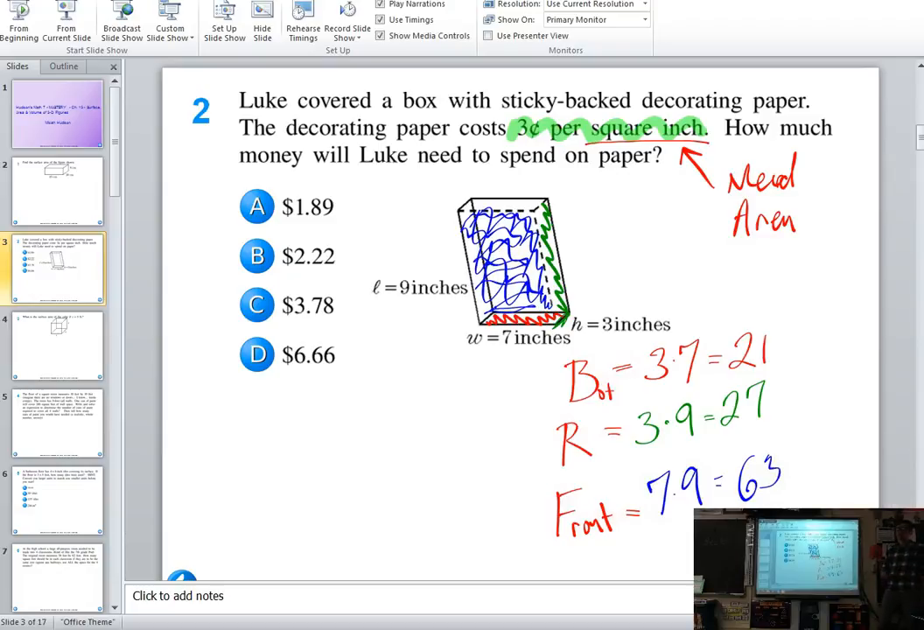Katie? You multiply each of them by 2 because the bottom matches the top and together they're 42. Together the right and left are 54 and together the front and back are 126. We then sum it all, and this is where the trap door is.